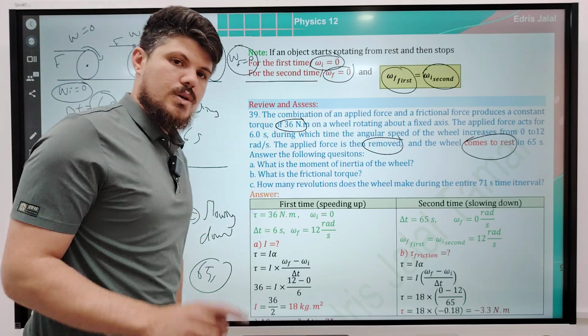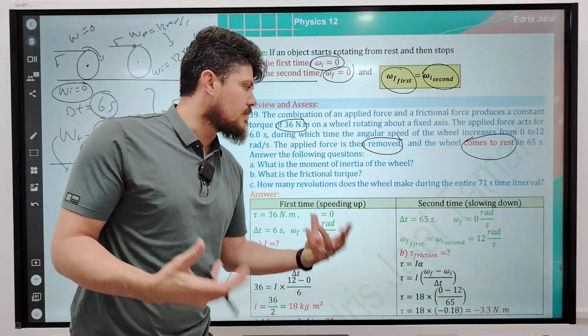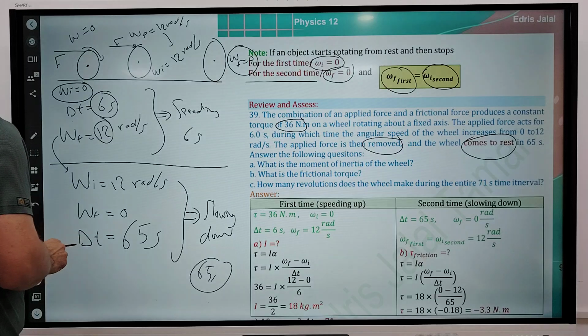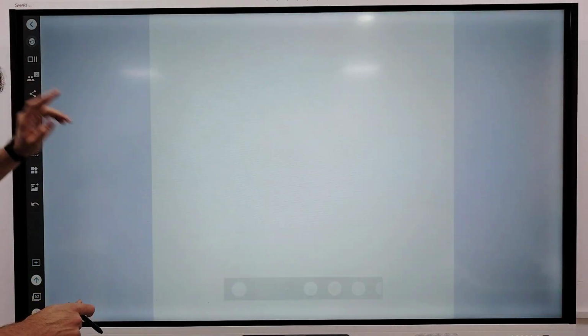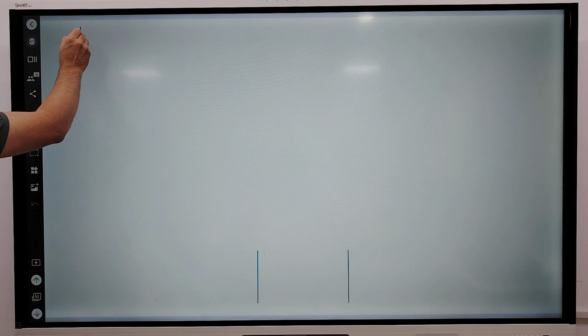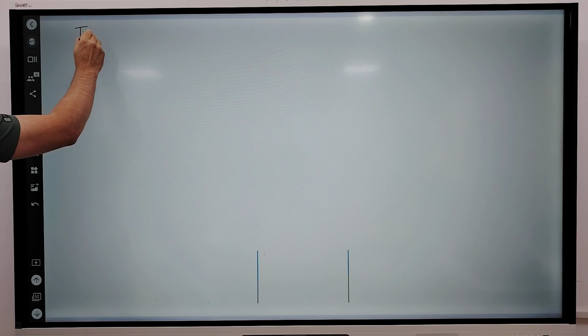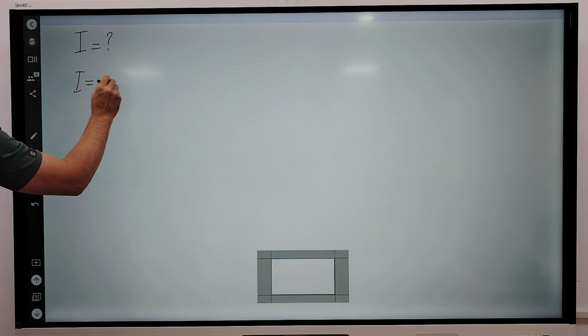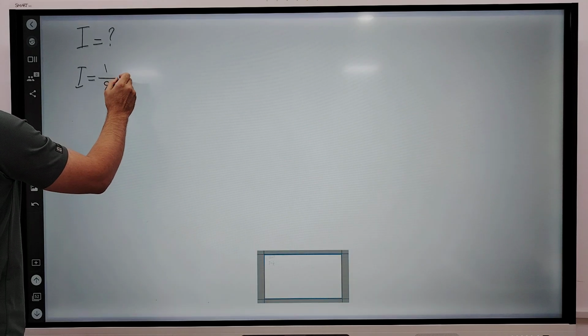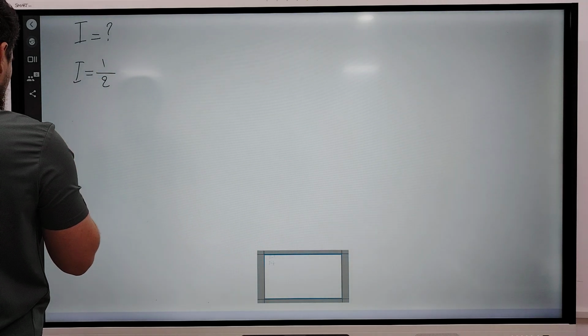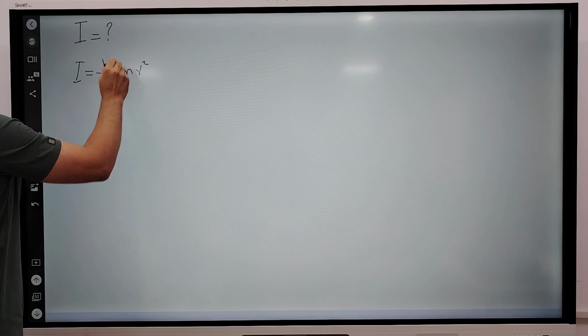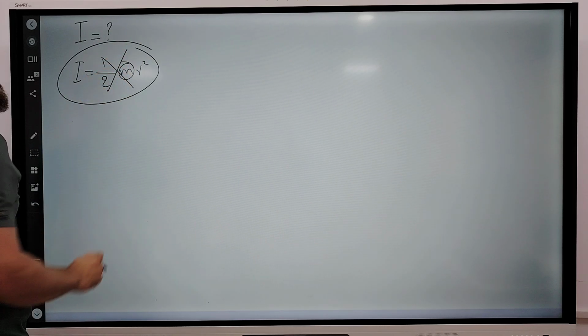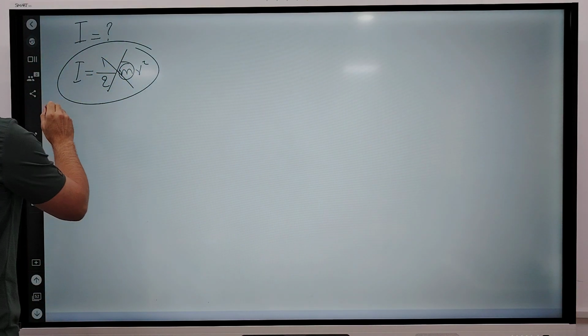Answer the following questions. A, what is the moment of inertia of the wheel? What is unknown? I of the wheel is unknown. Because mass is not given in this question, we cannot use 1 over 2 m r squared. Sorry, m r squared. We cannot use this equation. Why? Because we don't have mass. So we have to think about another equation.